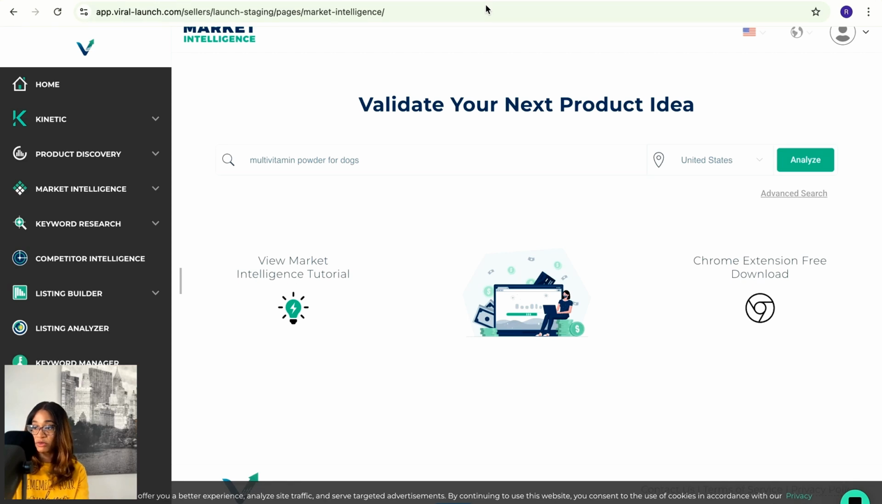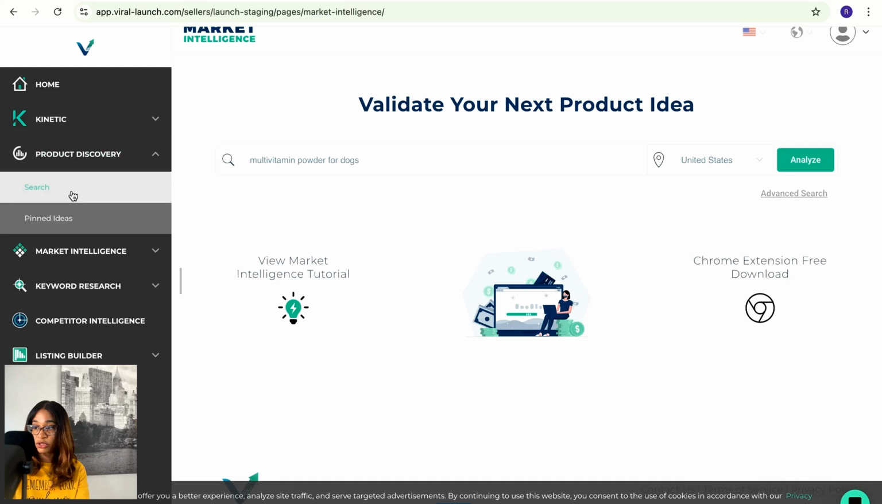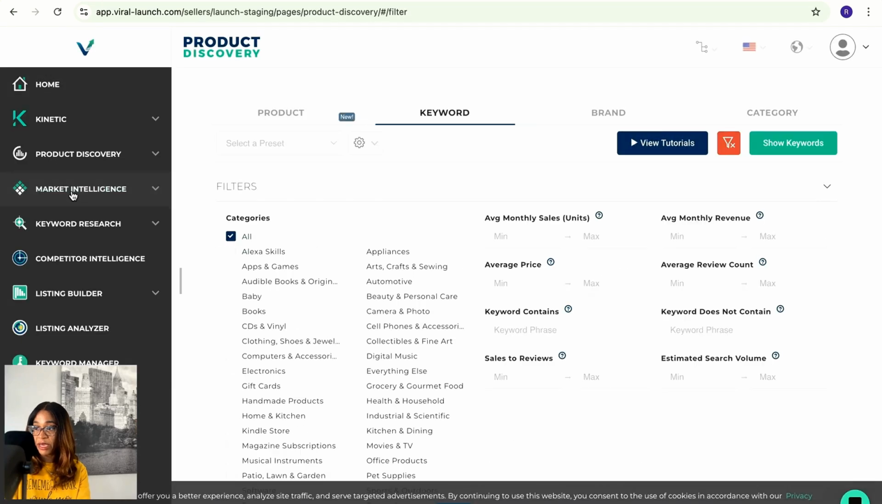So once you log into your Launch account, I'm going to go over here where it says Market Intelligence. Click on that. Actually, not Market Intelligence. Where it says Product Discovery. Click on that. And then go to Search. So when you see that page, it's going to show you a lot of filters. Make sure you're on the Keywords tab because sometimes it automatically selects products for you. You don't want to be in the products section. You want to make sure you're in the Keywords section.